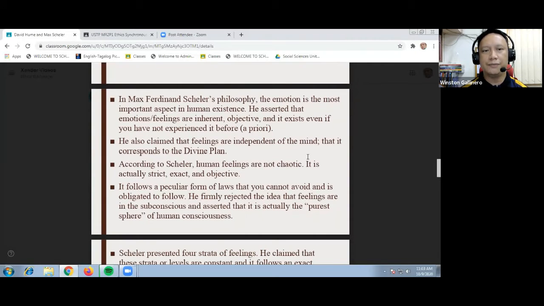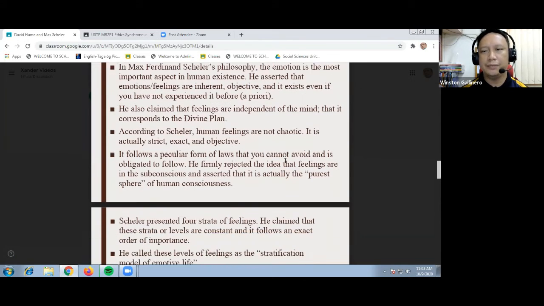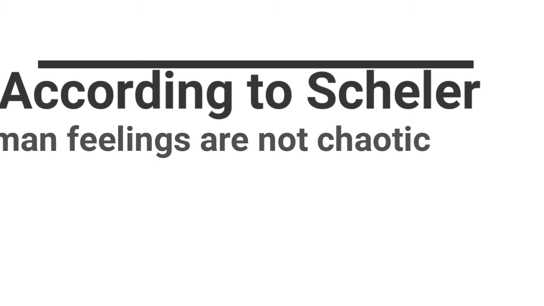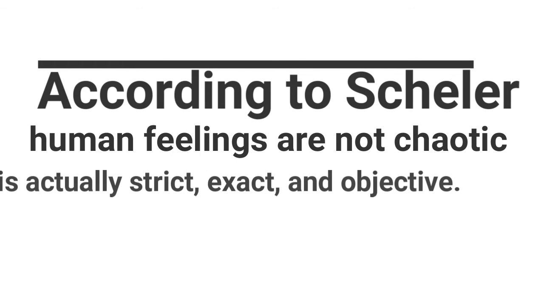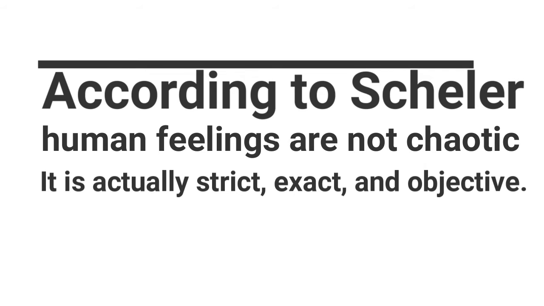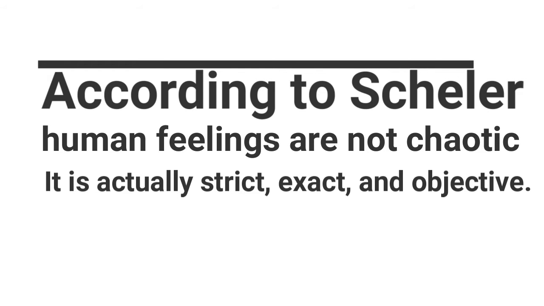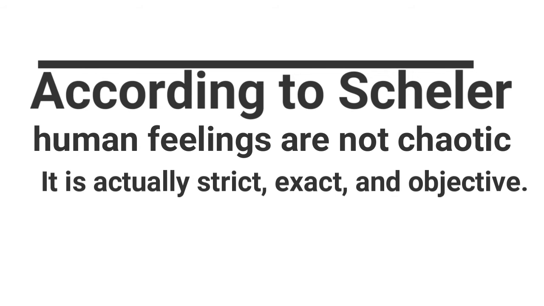He asserted that feelings or emotions are inherent, objective, and exist even if you have not experienced them before. The term is a priori, prior to any experience. He also claimed that feelings are independent of the mind and that they correspond to the divine plan. According to Scheller, human feelings are not chaotic. They are actually strict, exact, and objective. They follow a peculiar form of laws that you cannot avoid and are obligated to follow.